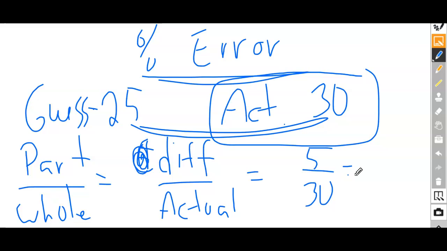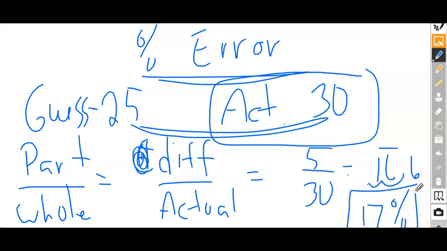So I'm going to go 5 divided by 30. That's 0.16 repeating, with the 6 repeating. So if I move my decimal over, I would have another 6 over here because it's repeating. So if I round, and it'll say sometimes to round to the nearest whole number or tenth, that would be a 17%. That means my guess was off 17%.